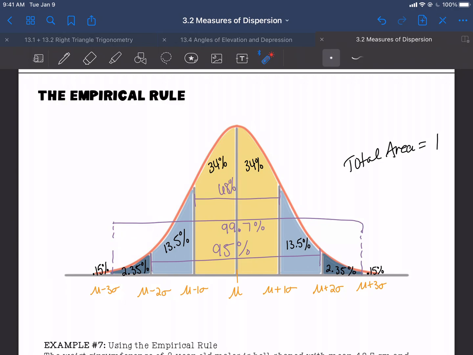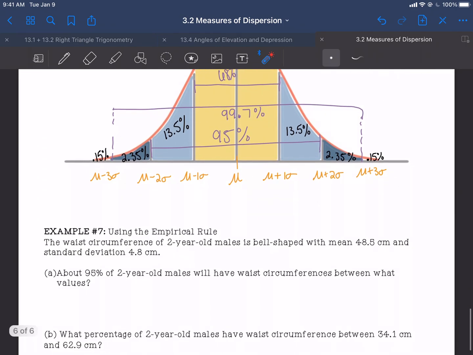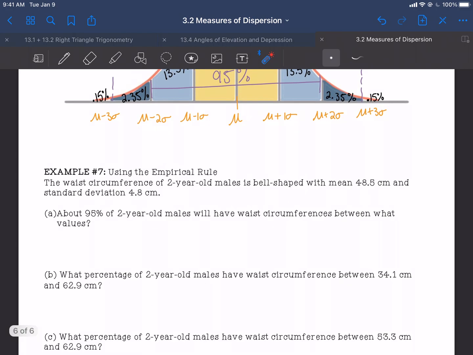So that is just a rule for where the percentage of data in your population or sample, if it is bell-shaped, how much of the data would lie within compared to the mean. So let's finish with an example. Using the empirical rule, the waist circumference of a 2-year-old male is bell-shaped with a mean of 48.5 centimeters and a standard deviation of 4.8 centimeters.